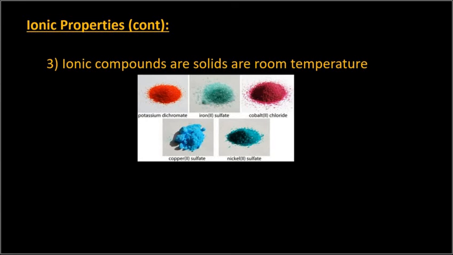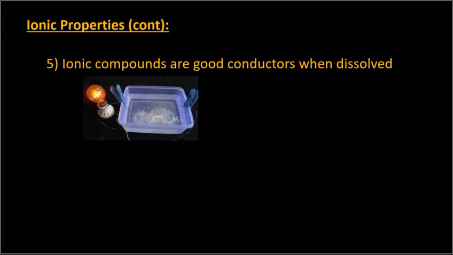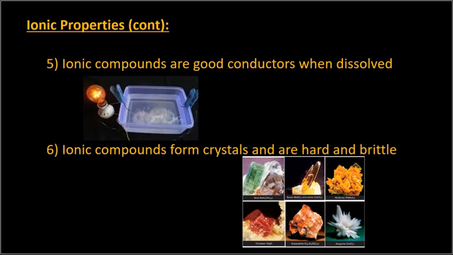Okay, other properties. At room temperature, all ionic compounds are solids. And lastly, all ionic compounds will dissolve in water. That is because water has a charge to it, so that the ionic compounds get pulled apart. Next, ionic compounds are good conductors when they're dissolved. That's why salt water is not the place to be when a lightning storm happens.